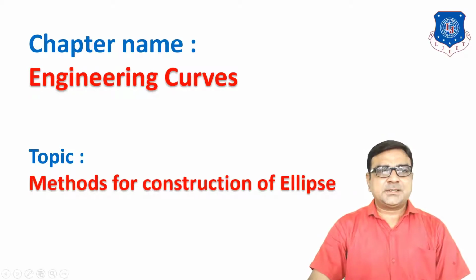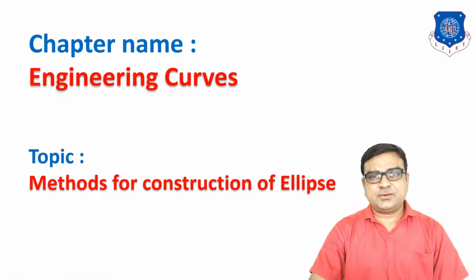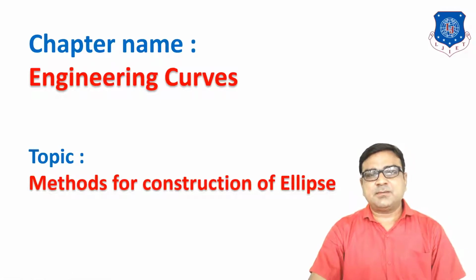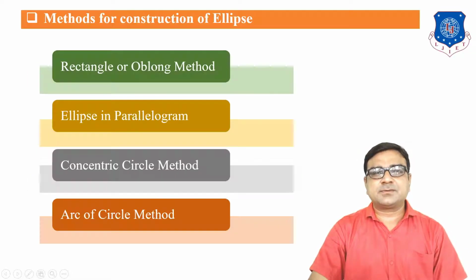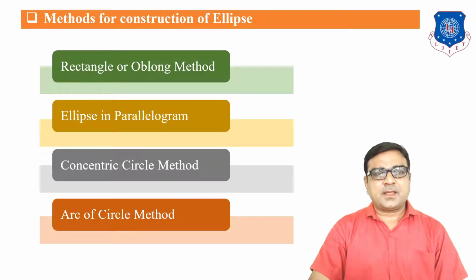Our chapter is engineering curves, and in this video I want to discuss methods of construction of the ellipse. Mainly we want to study four methods: the rectangle or oblong method, ellipse in a parallelogram, the concentric circle method, and the arc of circle method.